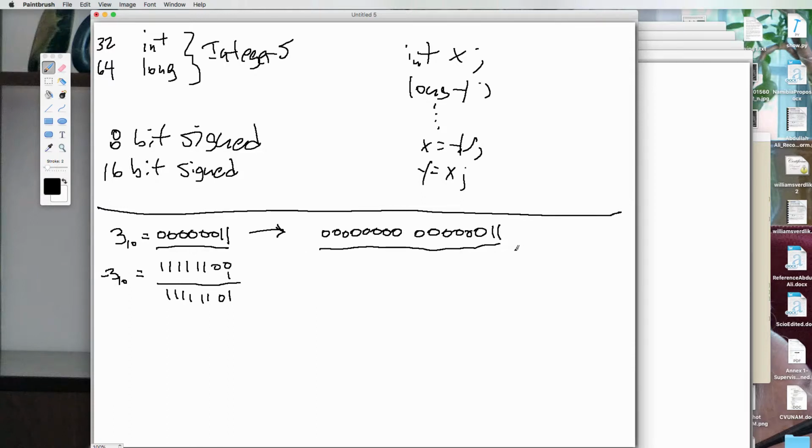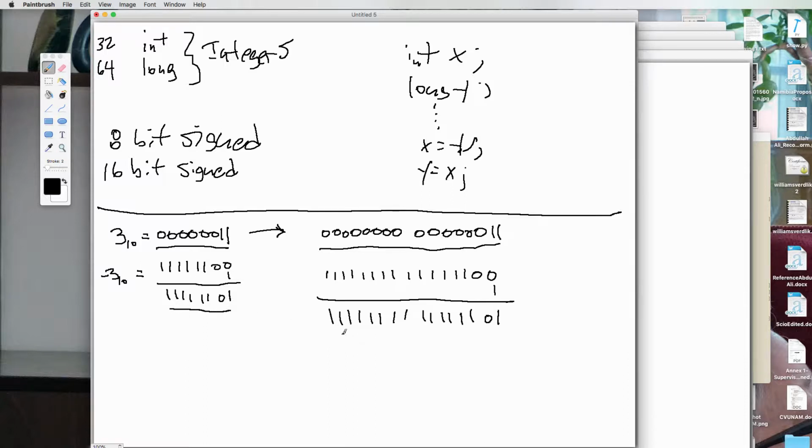Well, what is minus 3 as a 16-bit signed integer? Again, I'm going to take the 2's complement: I flip all 16 bits, and then I add 1. Look at this. Here is minus 3 as an 8-bit signed integer, and here it is as a 16-bit signed integer. You can see that when the number was positive, all I needed to do was add 8 zeros. When the number's negative, all I needed to do was add 8 ones.